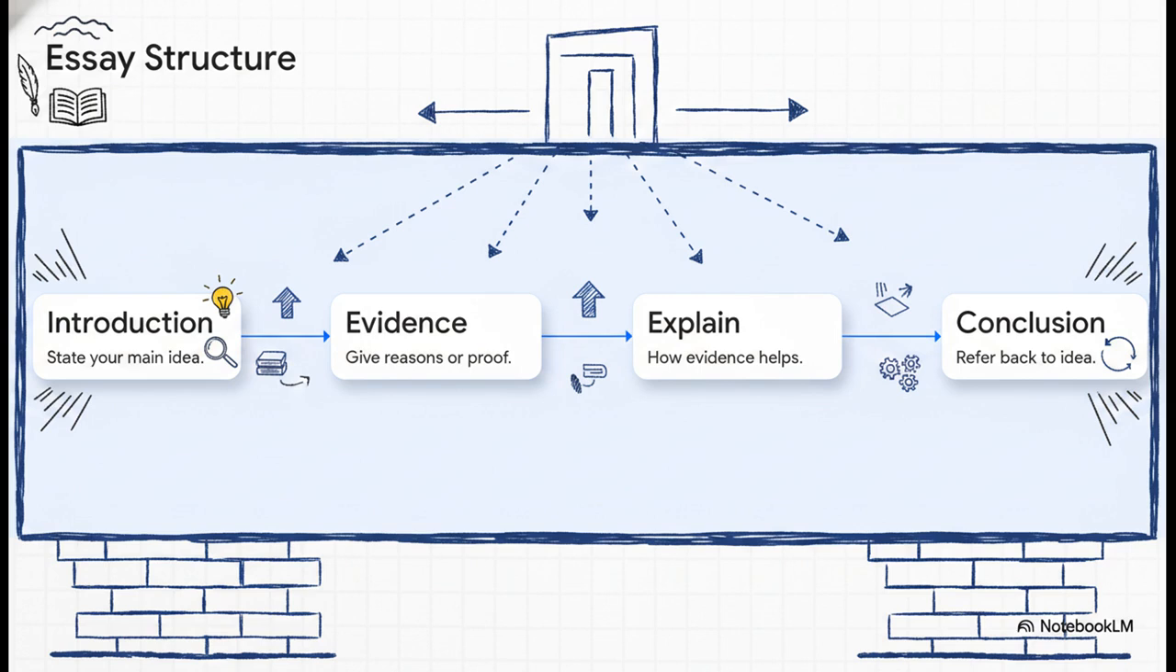Every strong structure needs a solid foundation. First, the introduction, where you state your main idea or argument. Second, the evidence. This is where you give your reasons or proof. Third, you explain, detailing exactly how that evidence helps your argument. And finally, the conclusion, where you wrap the whole thing up and refer back to your main idea. This sequential staging is exactly how you build an unshakable academic argument.